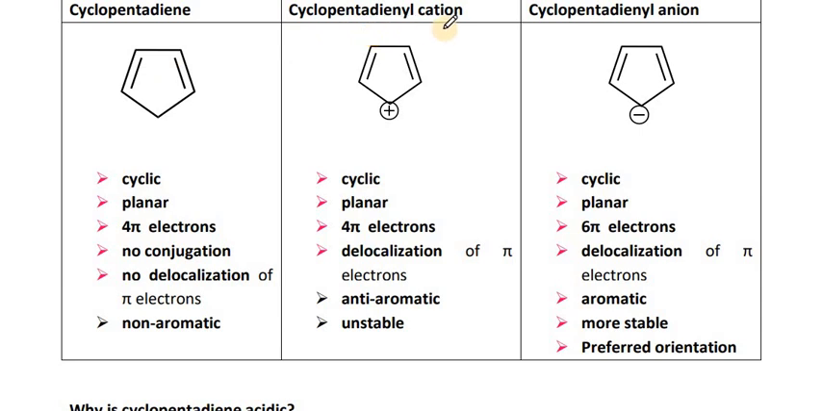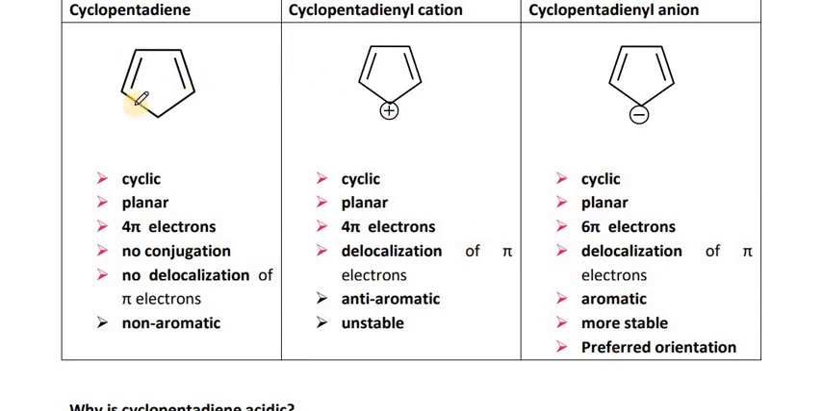And coming to cyclopentadienyl cation, the molecule is cyclic, planar. It has 4 pi electrons and a positive charge. Therefore, delocalization will be possible, and here it comes under the category of anti-aromatic compound, that is, it follows the 4n pi electron rule, and it is unstable in nature. Coming to cyclopentadienyl anion, this molecule is also cyclic, planar, but it has 6 pi electrons, that is 4 pi electrons plus negative charge, and delocalization is possible here. It follows the 4n plus 2 pi electron rule, is aromatic and more stable, and it is the preferred form.